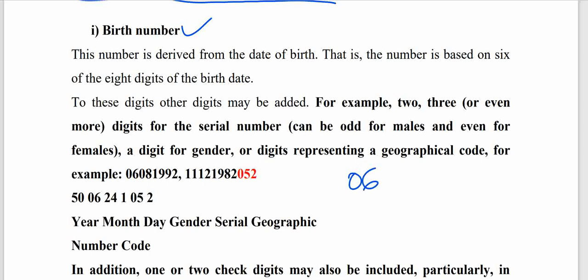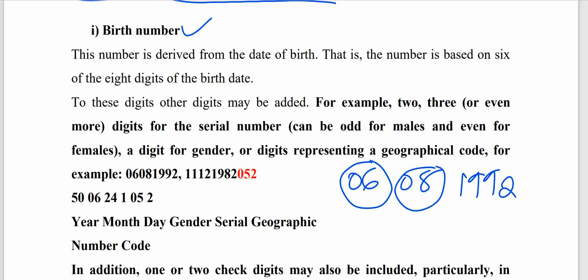Okay, then we have 08. Then we have 1991. So what does it mean? The person was born on 6th of August in 1992. That's the date of birth, isn't it? Yeah, that's date of birth.